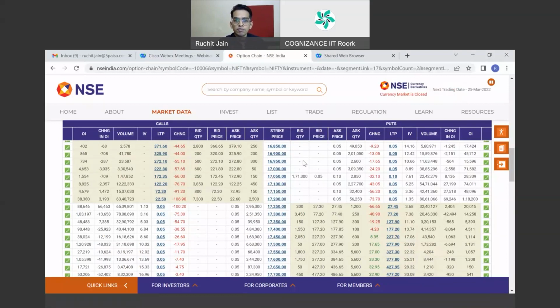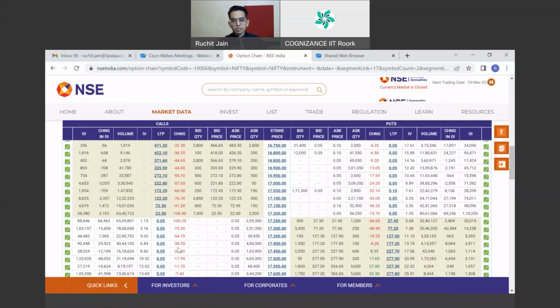And today 17,300, which is out of the money as per today's price, will become in the money if Nifty goes to 17,500. 17,400 call option, 17,450 call option, today these are all out of the money according to current market price, right? But if on the expiry it goes to 17,500, then they will become in the money. Then the intrinsic value will be there, right?